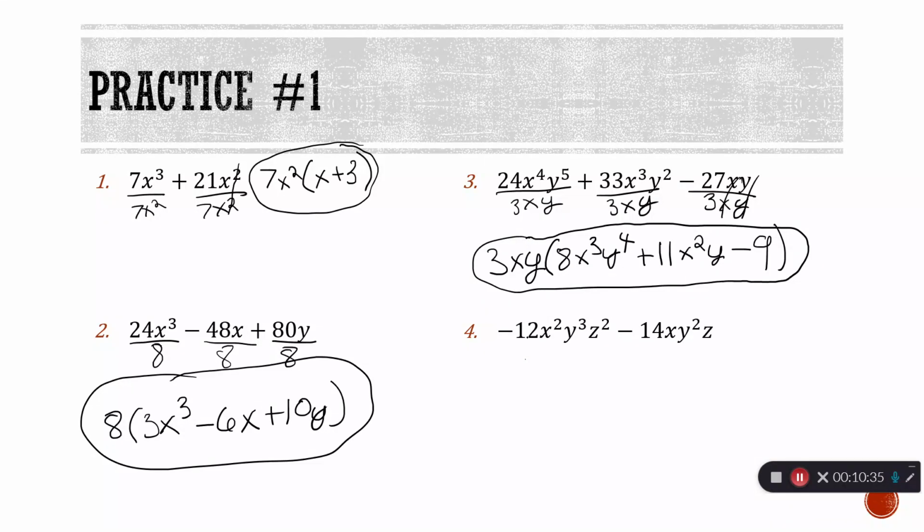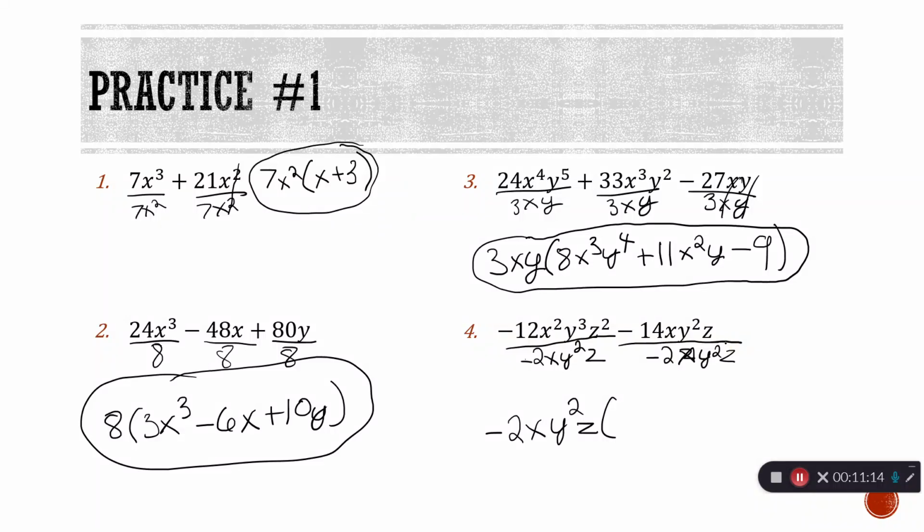And here, let's see. 12, 14. And they're both negative, so I could technically pull out a -2 or a 2. I'm going to pull out a -2, make this positive. Okay, so let's look here. I have x, x. I can pull out an x. I got y's. I can pull out a y to the 2nd. Now I got z's. I can pull out one z. Okay. -2x, y to the 2nd, z. Oh, whoops, x, y to the 2nd, z.